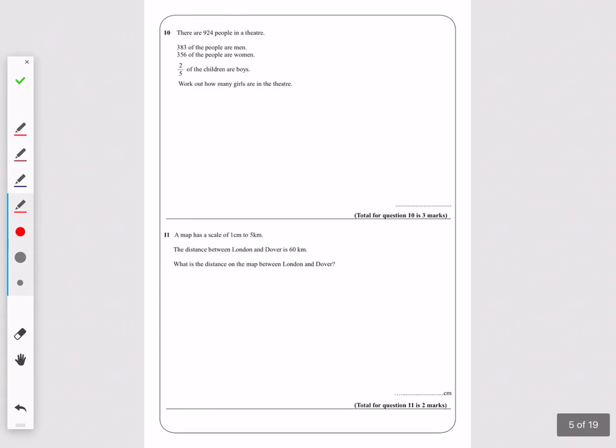Question 10. There are 924 people in a theatre, 383 are men, 356 are women, and 2/5 of the children are boys. So children are boys and girls, obviously. Work out how many girls there are. So if we find out how many children there are by doing 924 take 383, take 356, that should give you 185 children.